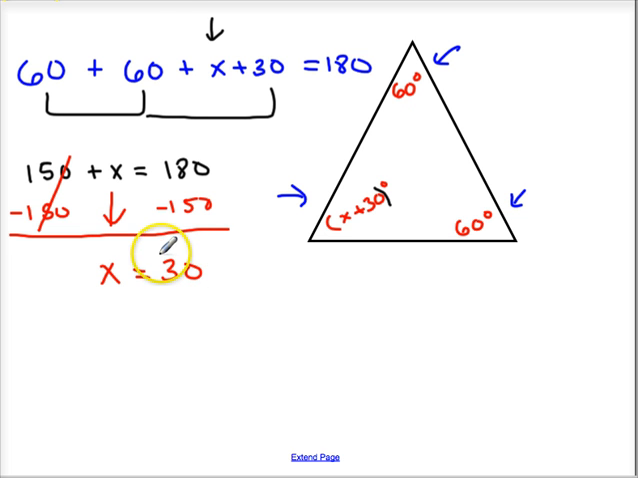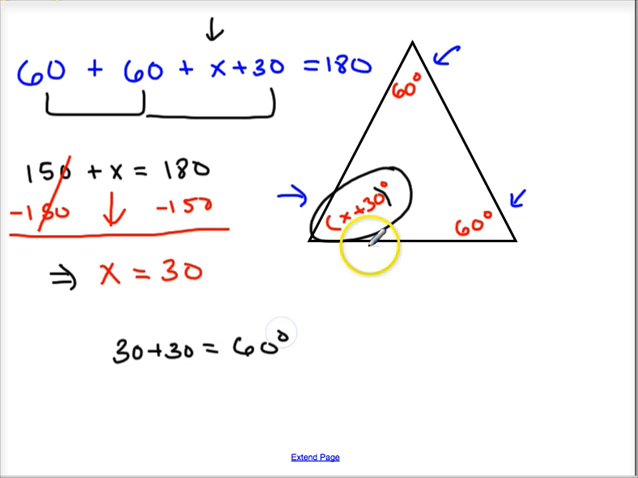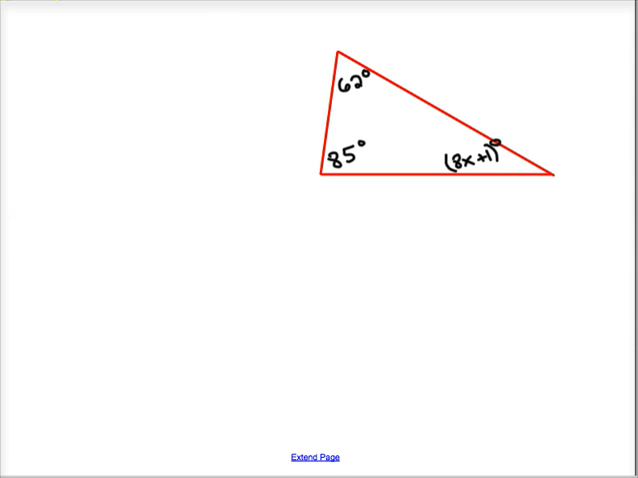Now be careful at this point, x does not represent the degrees of the missing angle. At this point we just solve for x. So to get the missing angle, go back into your angle x plus 30, plug in for x. So in this case we have 30 plus 30, and we get an answer of 60. So the missing angle is 60 degrees. And if you check 60 plus 60 plus 60, all total 180 degrees. Let's look at another example.